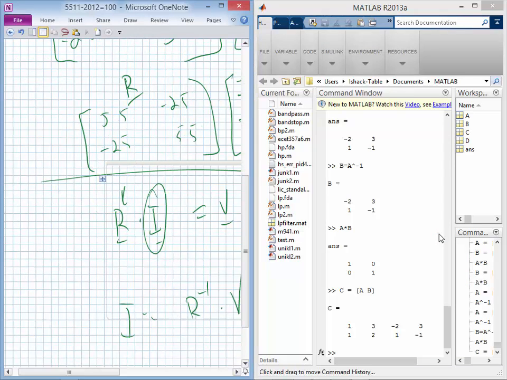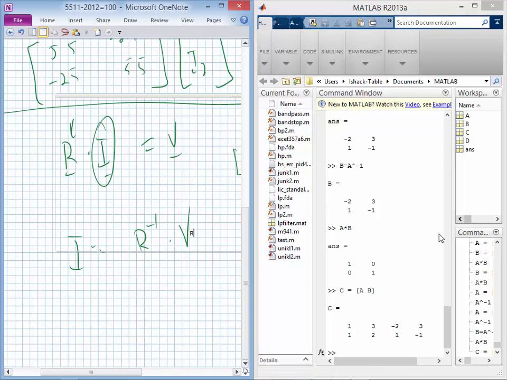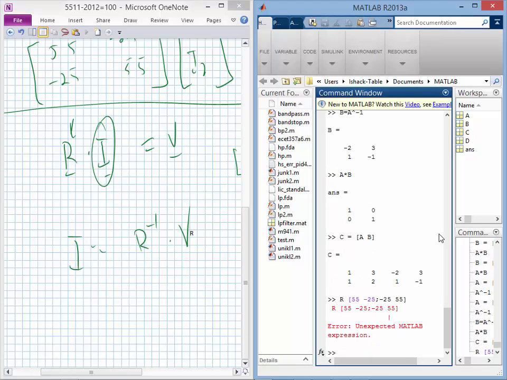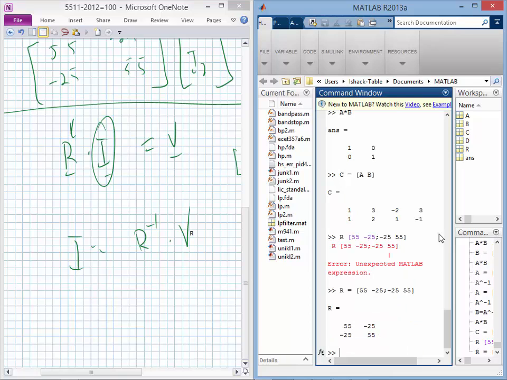And I'm just going to say that R, and let's get back to the right window, R is equal to 55, minus 25, minus 25, 55. I don't know why that's purple, but we'll find out. Oh, I left the equal sign off. Okay. And that's typical.